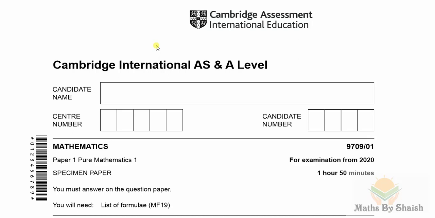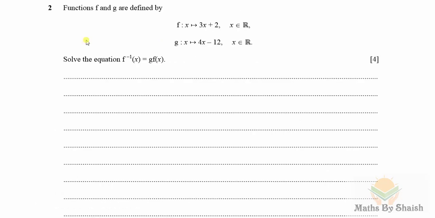Here we are going to solve a few more questions from the Specimen Paper Pure Mathematics 1 for the 2020 examination, 970901. So let's start with question number 2, as we have done question number 1 in the previous video. Here is question number 2.